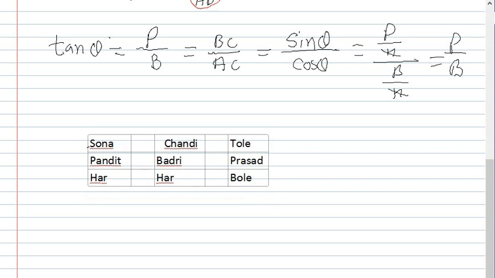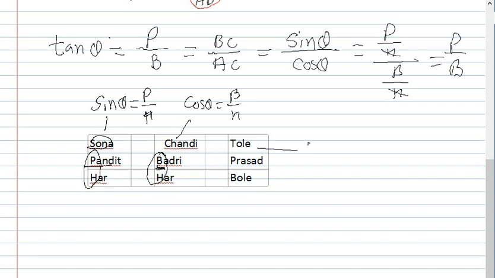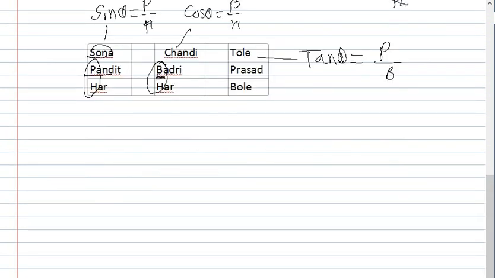Okay, see this. So now this stands for sin theta, what? P by H. Cos theta, see, cos theta, B by H. See this first letter, P by H. So B by H. This is tan theta, P by B. Okay. Now we need to find certain values.